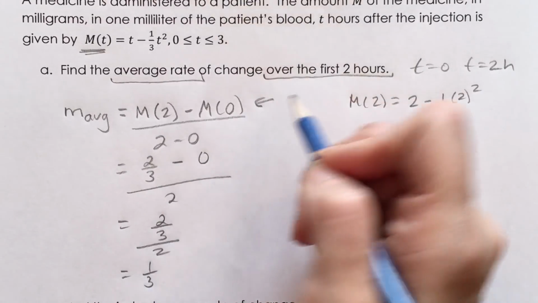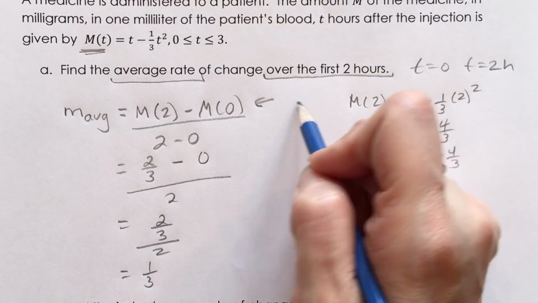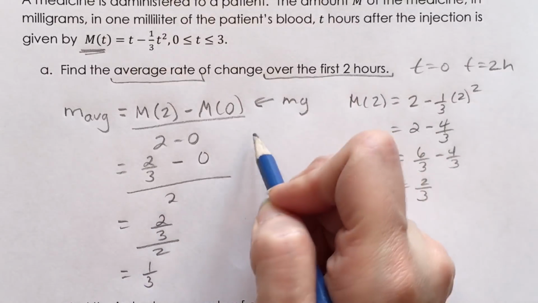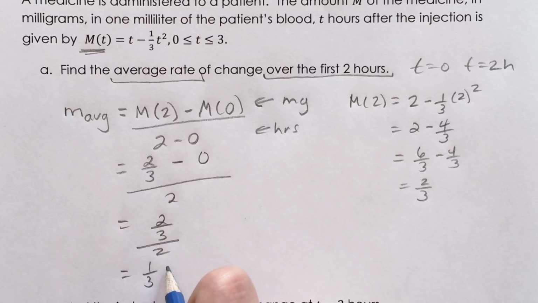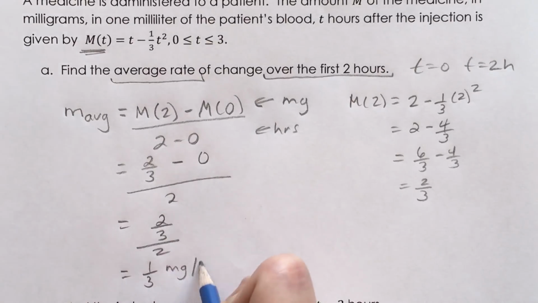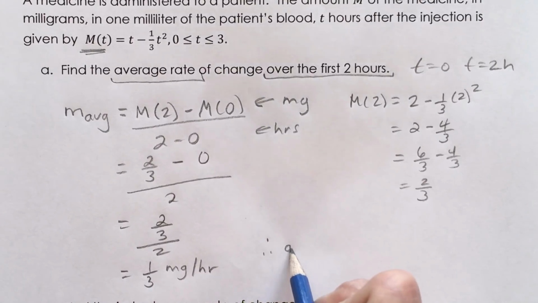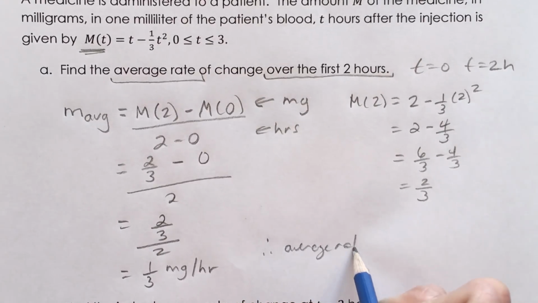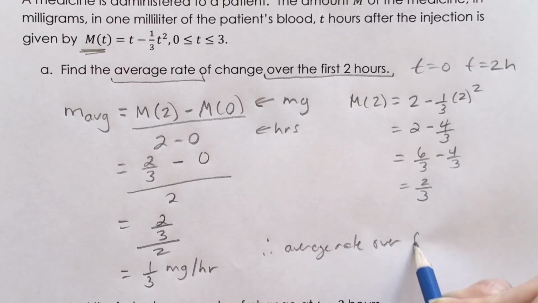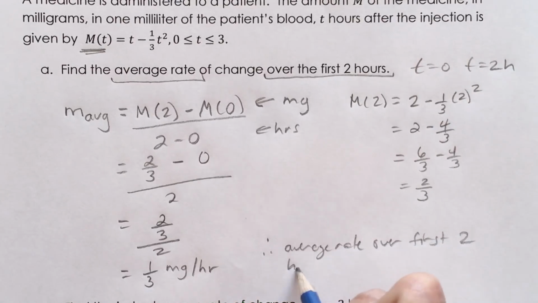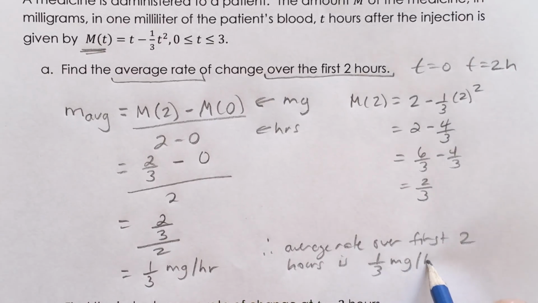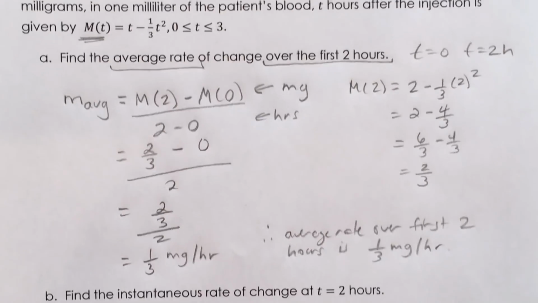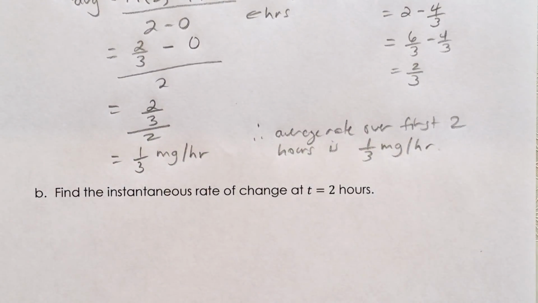Our top is measured in the amount of medicine in milligrams, and the bottom is measured in hours. So the average rate of change is 1/3 of a milligram per hour. So therefore, the average rate over the first 2 hours is 1/3 of a milligram per hour. Next, the instantaneous rate of change at t equals 2 hours.